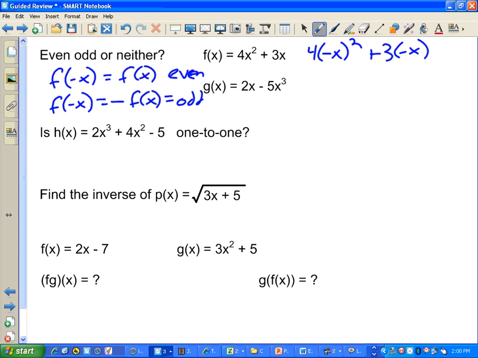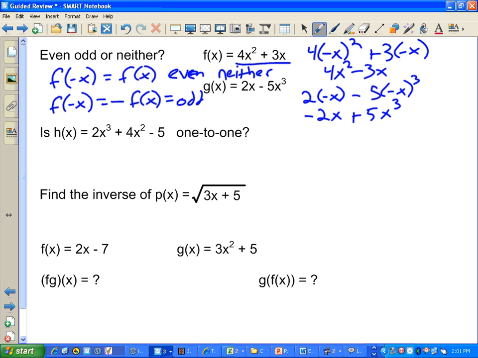So in the first case, negative x times negative x is positive x squared, so I get 4x squared. This becomes minus 3x. That's not the same. It's not the exact opposite. This one is neither. This one, if I put in negative x for all the x's, this becomes negative 2x. Negative x times negative x times negative x is negative x cubed. The negative comes out of there and becomes positive 5x cubed. This is the exact opposite of what I had. So this would be odd.